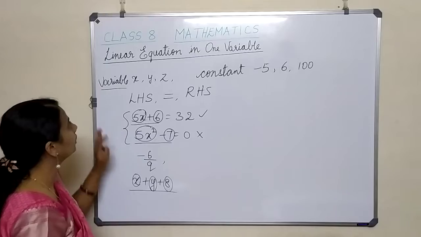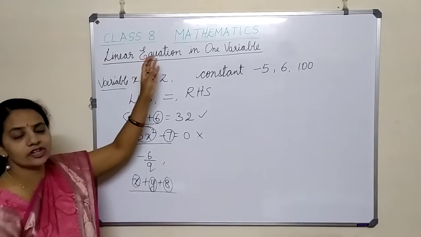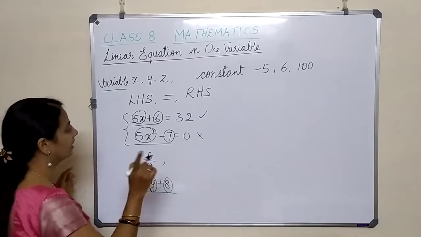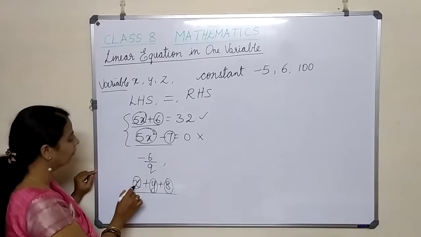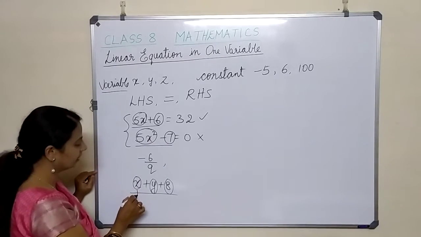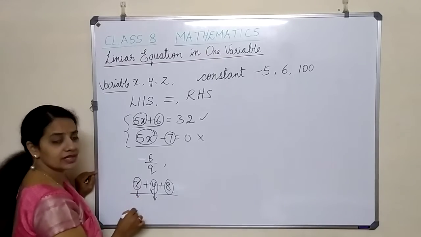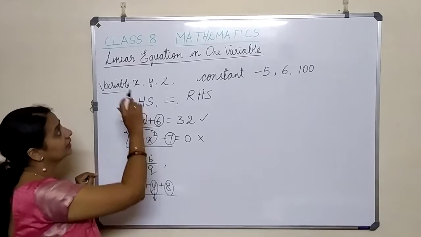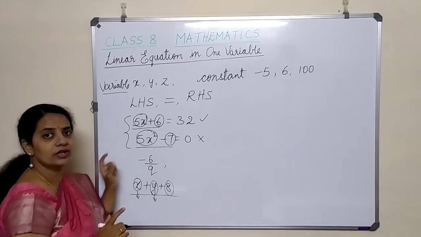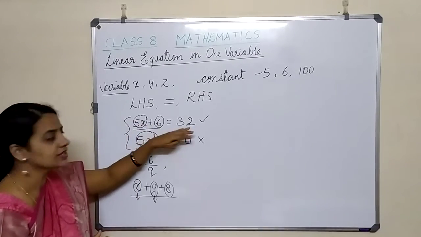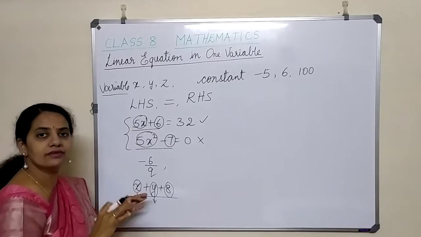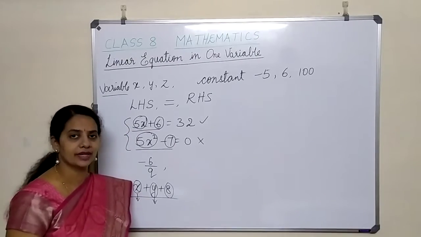So now we are going to deal with a linear expression in one variable, means any one variable. Here if you consider this example, here you have two variables. X is one variable and y is another variable. But in this chapter we are going to consider only one variable. So something like this, 5x plus 6 equals 32. So we are going to deal with this type.